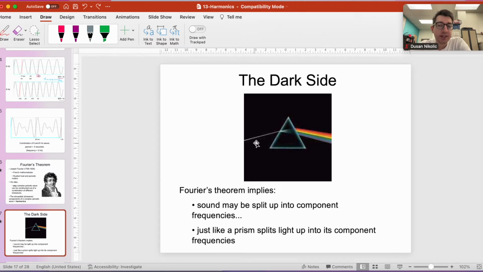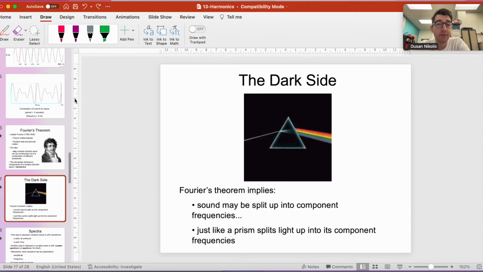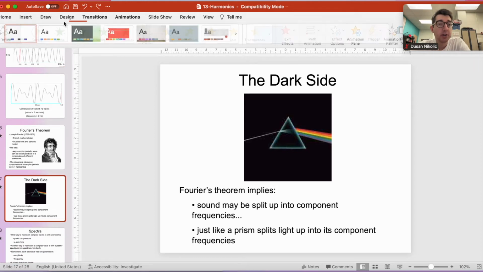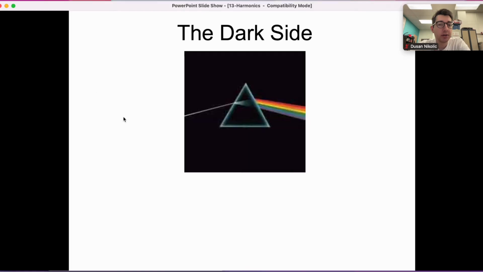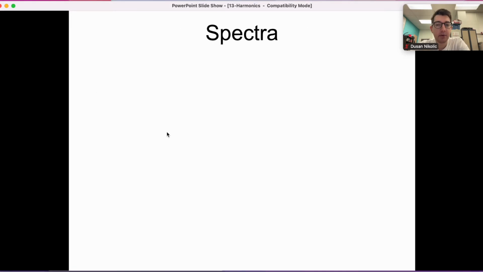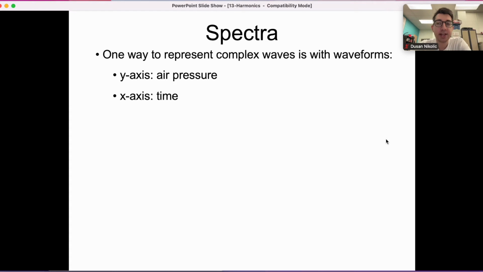In the same way, we are going to do the same with acoustics. We are going to do the same with a complex wave. Sound may be split up into component frequencies, just like a prism splits light up into its component frequencies. And to do this, we will simplify things a bit, just like we have been doing so far. Okay, I'll go to the next slide.